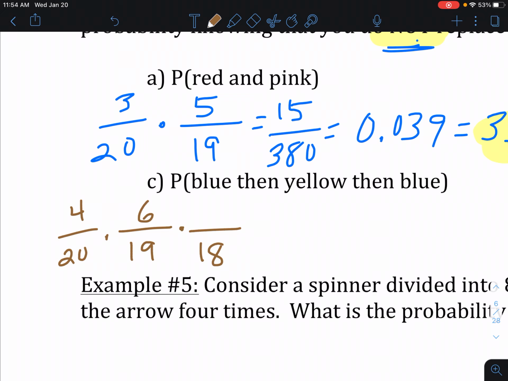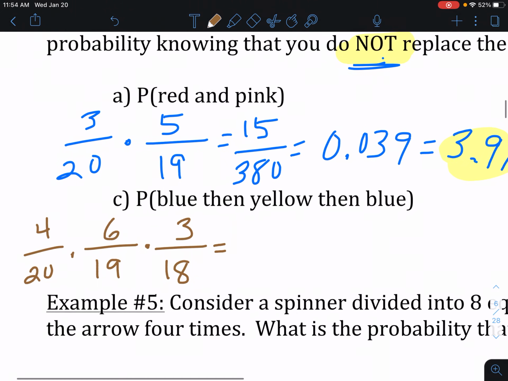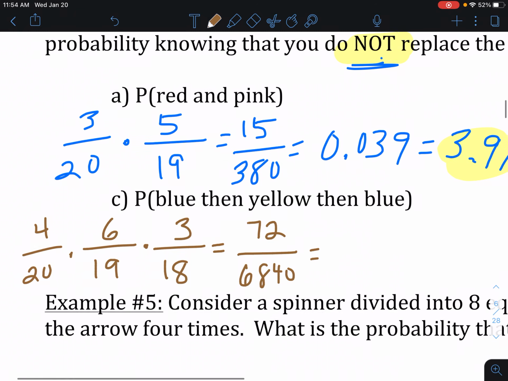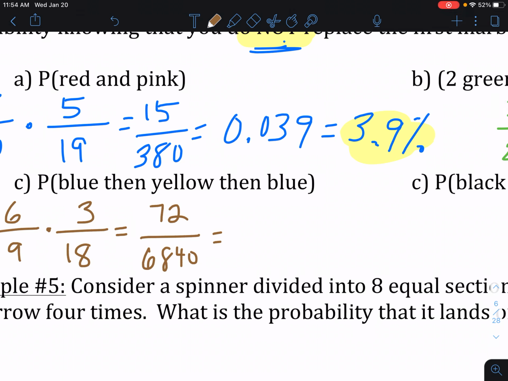And how many blue are there? Well, we originally had 4 blue, but we took one out here. So don't put a 4. We have 3 blue left over. Okay? So now we're going to multiply the fractions. Divide to get the decimal. And then convert to a fraction. Convert to a percent. 1.05%.